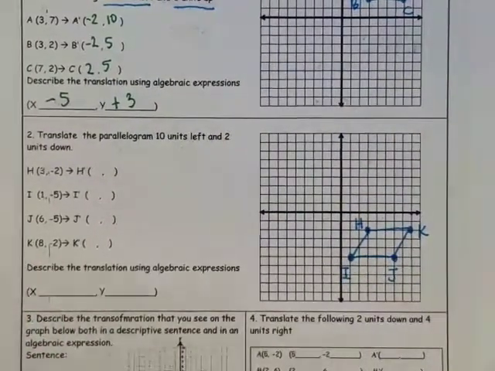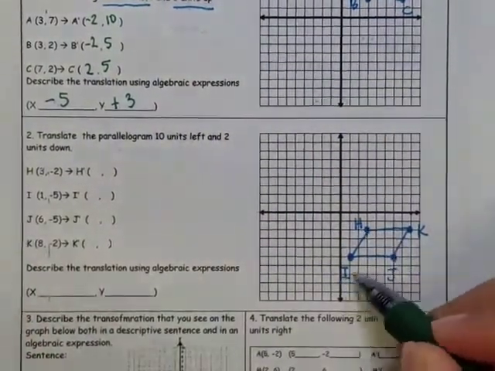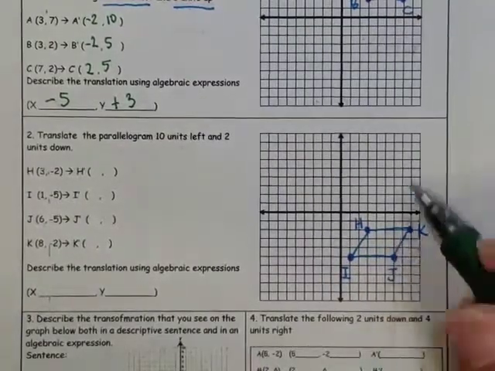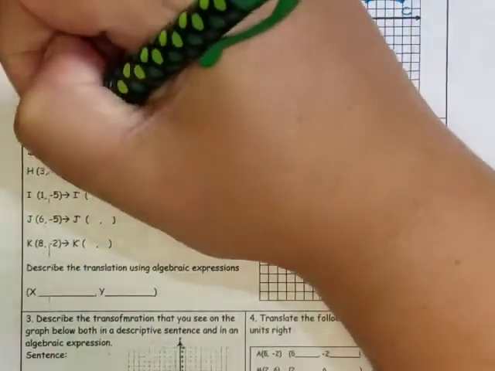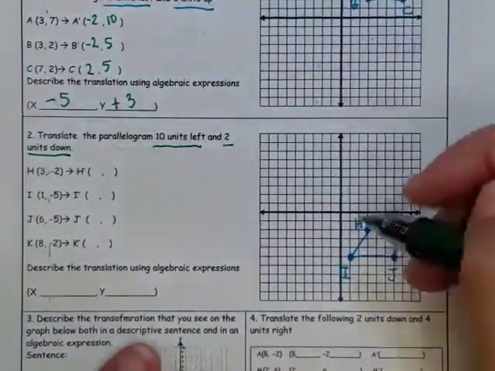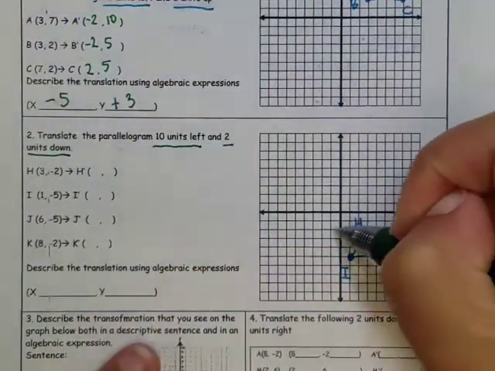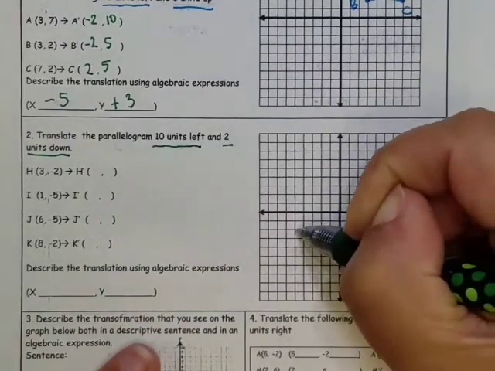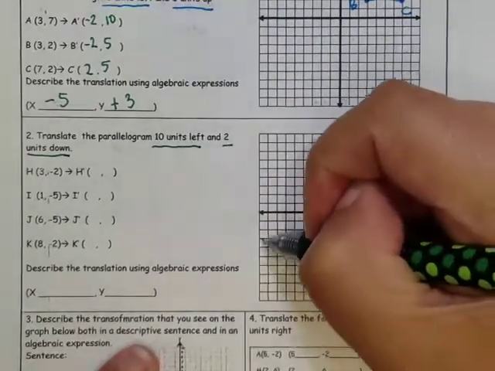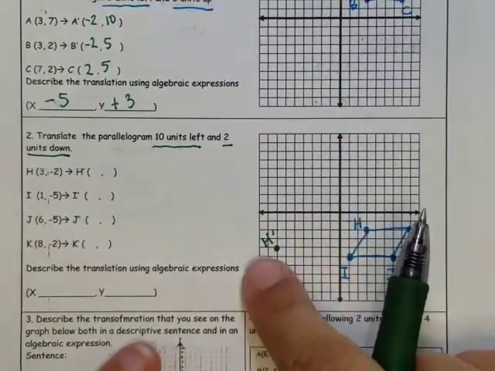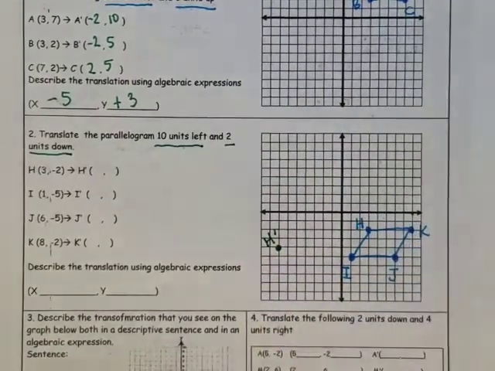Number 2, same idea, but now we have a parallelogram, HIJK. I went ahead and graphed it, and now we're going to move it. It says 10 units left and 2 units down. So 10 to the left, 1, 2, 3, 4, 5, 6, 7, 8, 9, 10, and then 2 down. And that is my H prime. I always make sure to label them as I go so I don't forget which point is which.